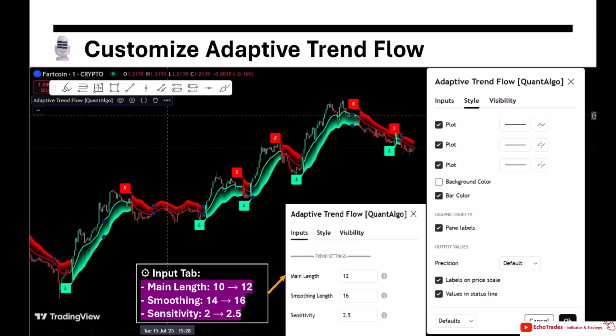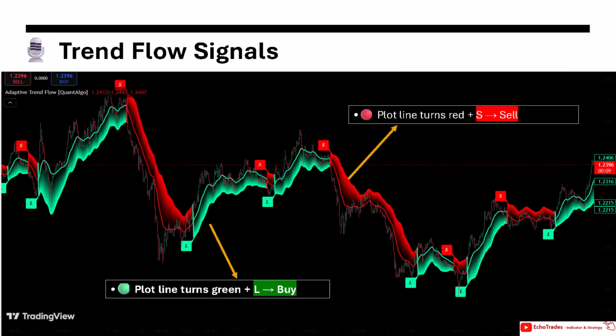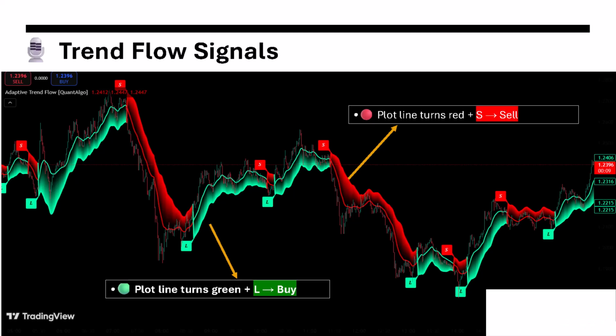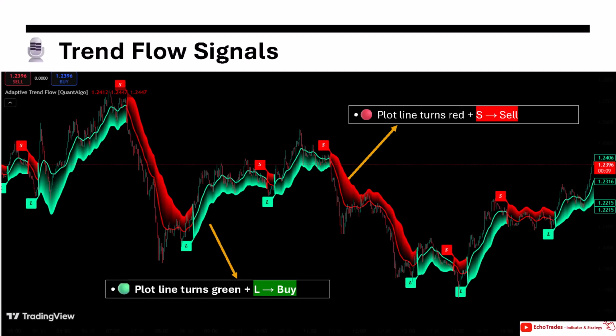Any idea why those specific changes? The idea seems to be to slightly smooth things out, focus a bit more on sustained moves rather than tiny jitters, and fine-tune how quickly it reacts just right for this combined approach. Not too fast, not too slow. Got it. Fine-tuning for the specific system. Makes sense. So this Adaptive Trend Flow is set up and dialed in. That's your first piece. But we need confirmation, right?